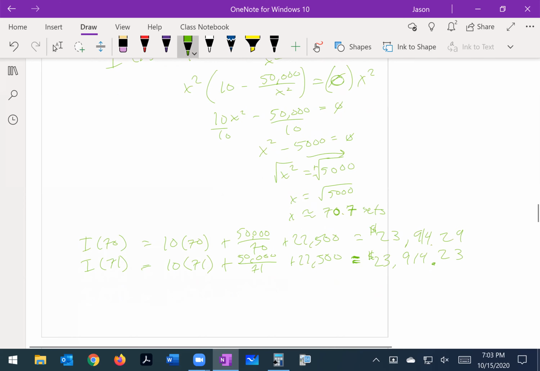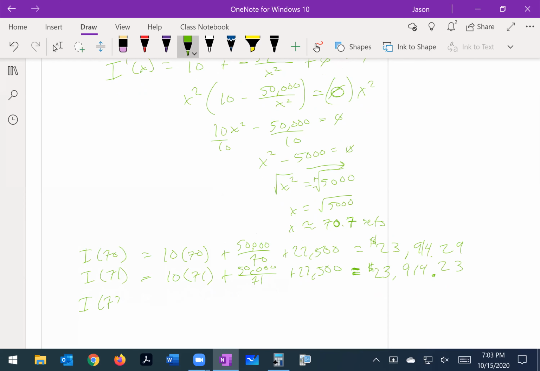And just to prove that this is the minimum, if I went up to 72 or even down to 69, these would actually be bigger. 72 ends up being 23,914.44, so that's larger. I haven't calculated 69 out, so we don't really know, but it is bigger. So the 71 is the winner.